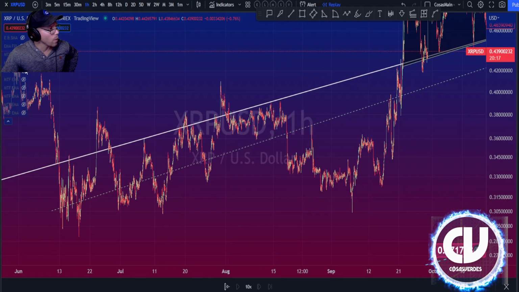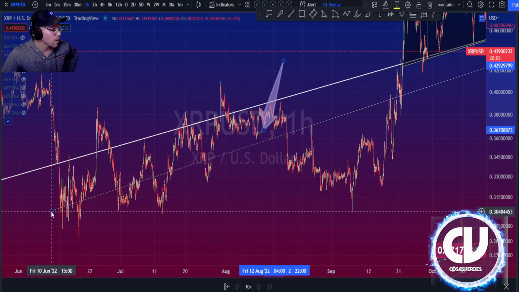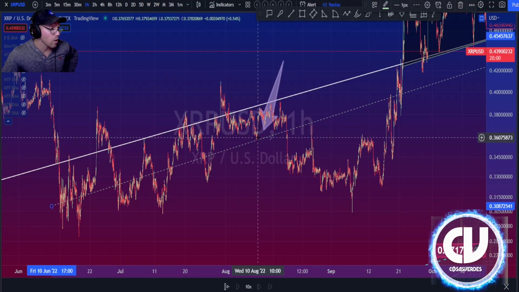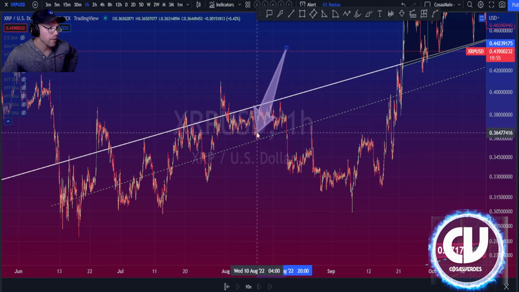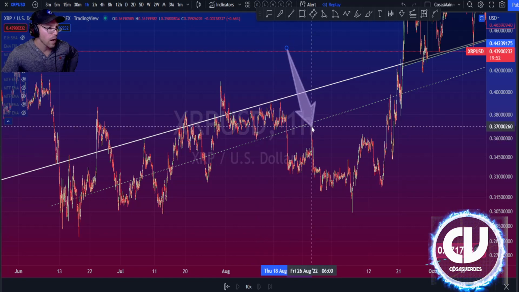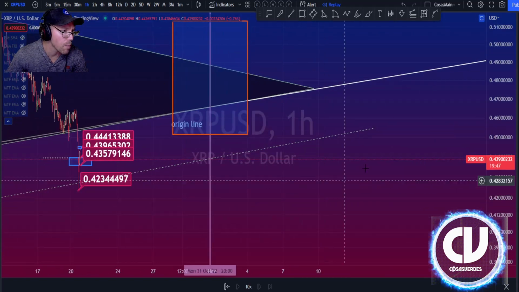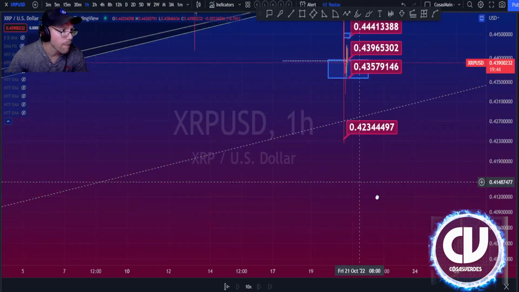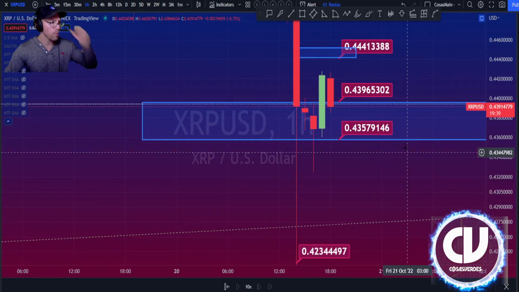So it looks like the wick high on Friday, August 26th, with the low on August the 10th. Low August 10th, high August 26th. That might be what other people are seeing here. All right, now let's zoom into this bad boy.